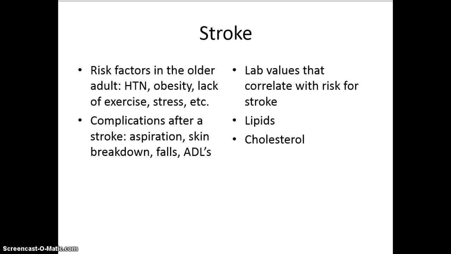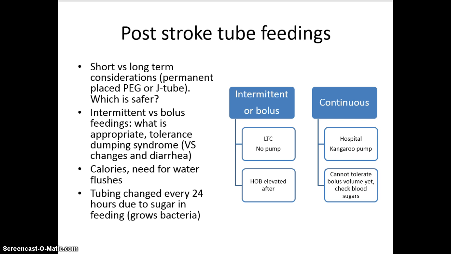We see many older adults that have had strokes as a result of untreated hypertension. The complications would be your third line because they've had the stroke, and we think about things like skin, falls, ADLs, aspiration, because of the results of the weakening to possibly one side or both sides from the stroke. After a stroke, oftentimes the aspiration causes a person to wind up having tube feedings.